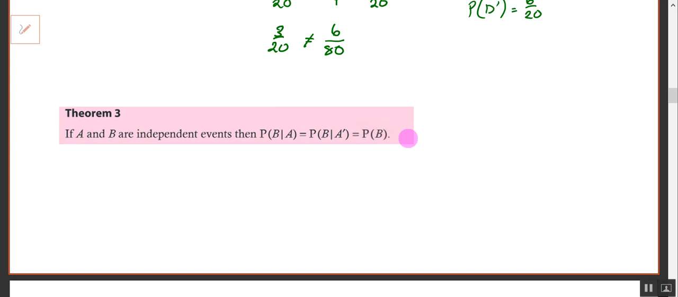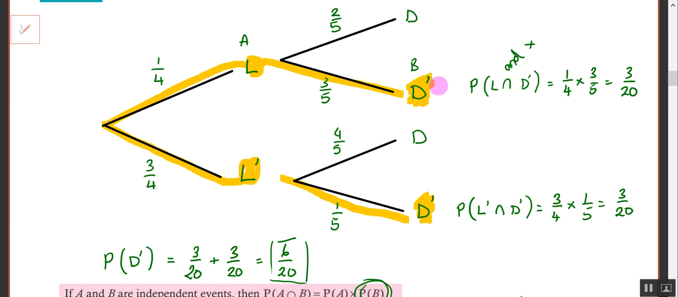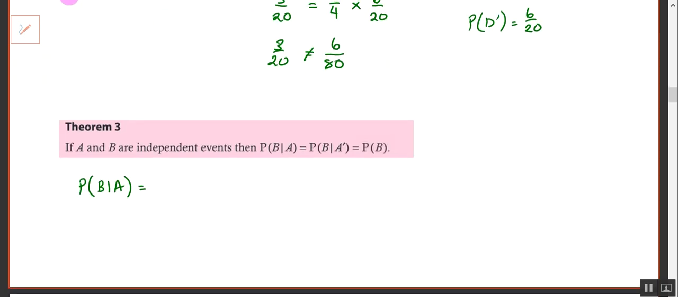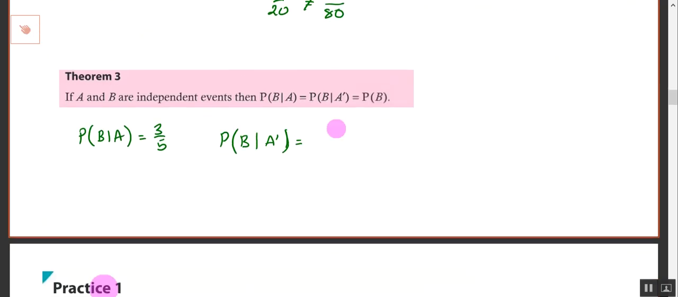All right. Theorem 3 is super easy, really. Because we just write, what's the probability of B knowing that A is happening? Well, we just look at our tree diagram. What's the probability of B knowing that A is happening? Well, that's the probability that she doesn't miss knowing that the train is late, and that's just 3/5. Yeah? So there's no calculation needed. And then the probability that she misses the dentist and the train was not late is 1/5. And the probability of B, which was the probability that she misses the dentist, was 6/20. And we just have to look, it says equals if they are independent.